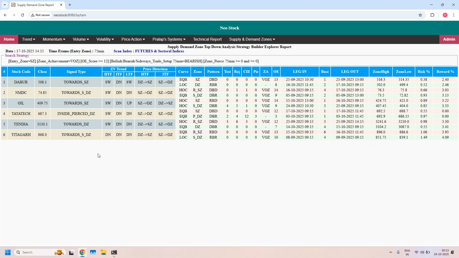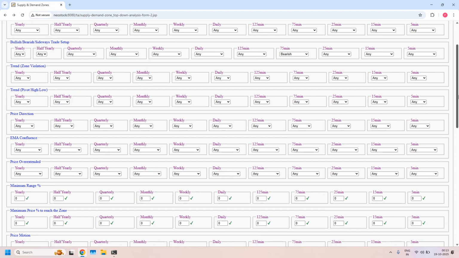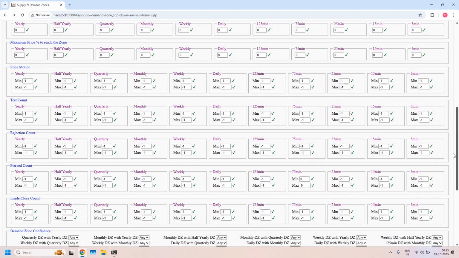Okay, let us identify high probability trade setup 75 minute supply zones based on 2 different strategies that you learned in lesson 27. First strategy, LTF and ITF supply zone confluence, and then ITF supply zone with ITF EMA confluence. So let's apply these 2 steps one by one. The first strategy, 2 steps.